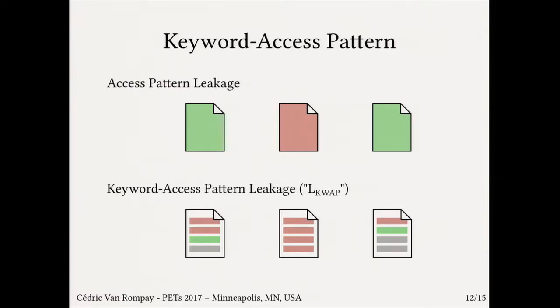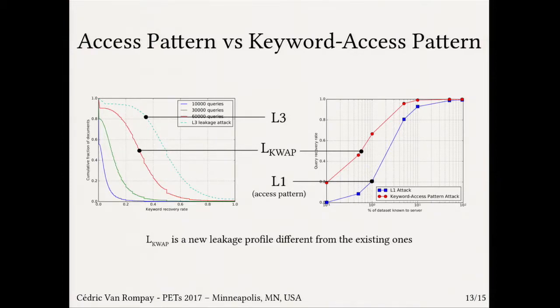So access pattern in searchable encryption is the information about what document matches a given search query. So it's illustrated at the top. What the server sees with iterative testing is at the bottom. And it is stronger than access pattern leakage. So we call this leakage keyword access pattern leakage, or LKWAP for short. And we found several papers where the two types of leakage are considered as equivalent. So we give a formal definition of LKWAP, and we use our statistical simulation to show that it is indeed much different than access pattern leakage, that in its name L1 in the classification of Cash et al.